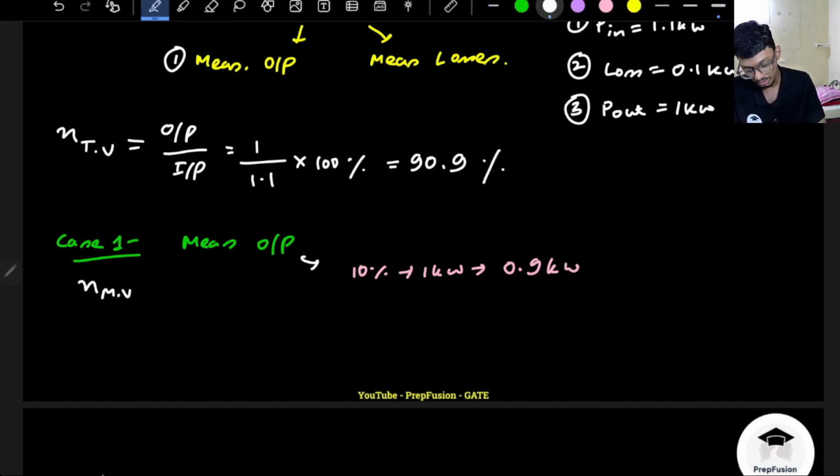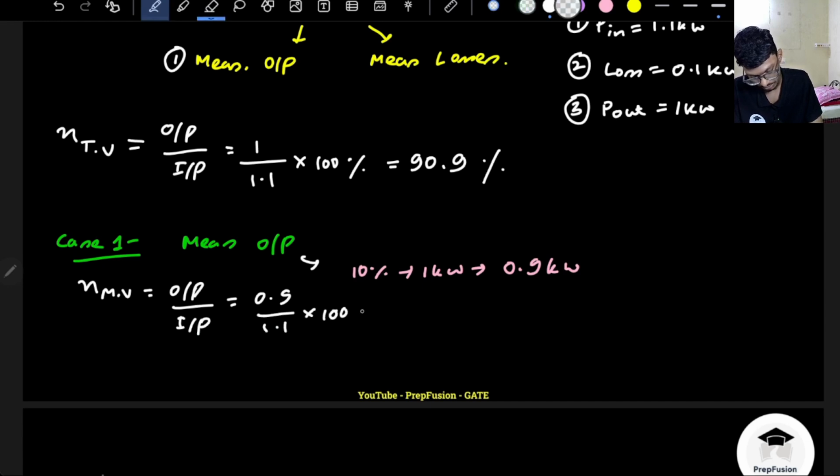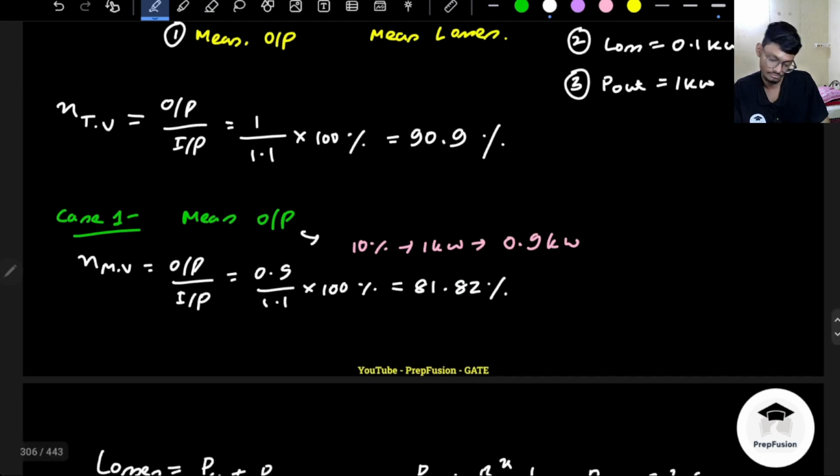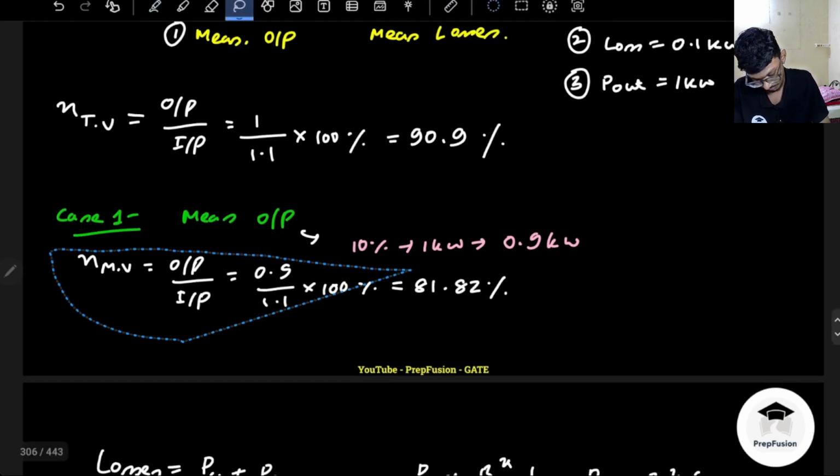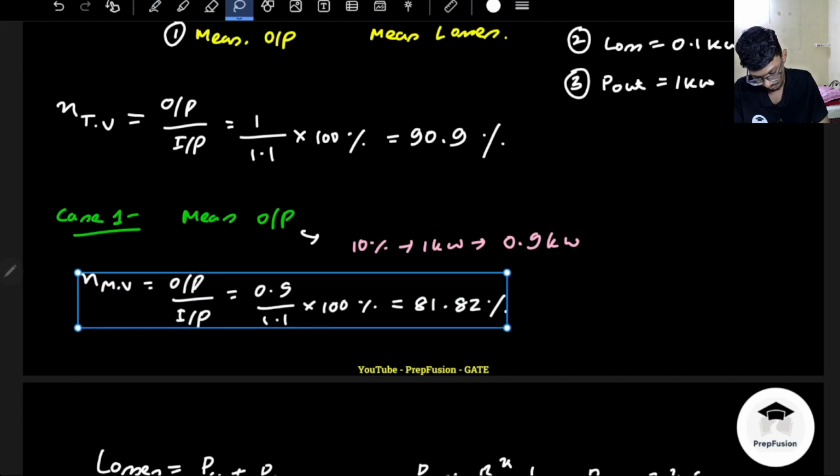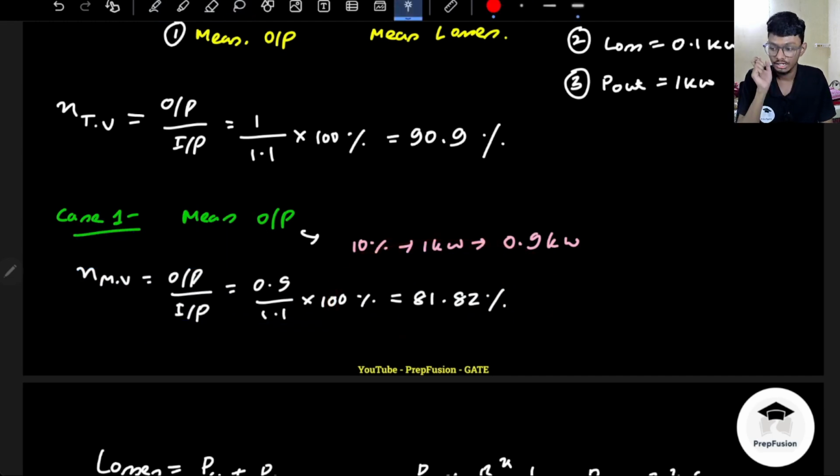So if I am measuring the output, the efficiency will be what? Again, it will be output upon input. So currently I measured 0.9, so it will be 0.9 upon 1.1 into 100 percentage. So it comes out to be 81.82 percentage. This is the efficiency that I will get if I have a 10% variation in measuring the output.